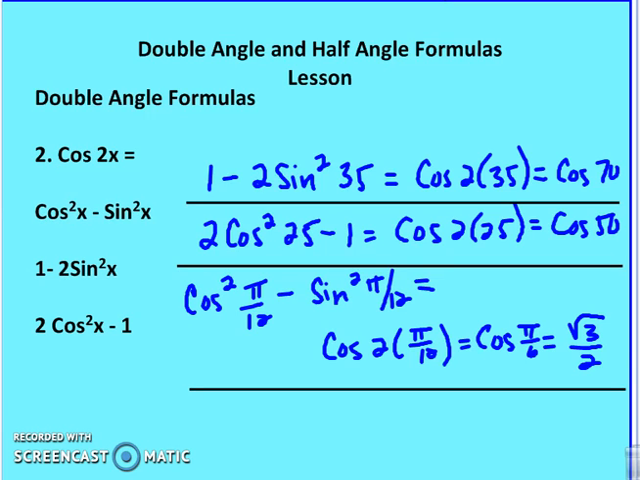All right, so first one, cosine 2 times 35 is equal to cosine 70. Second one, cosine 2 times 25 is equal to cosine 50. Again, you don't have to evaluate it. And the last one is going to be cosine 2 times pi over 12, which is cosine pi over 6, which is cosine of 30 degrees, which is root 3 over 2. So that one you have to evaluate.